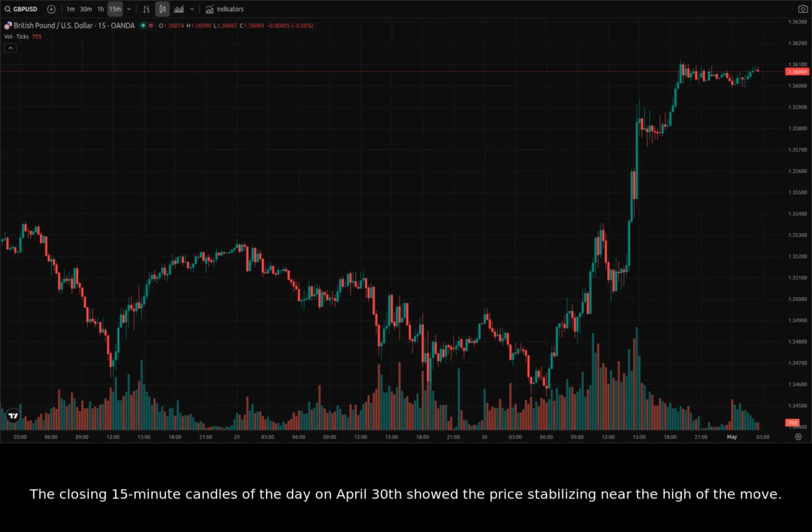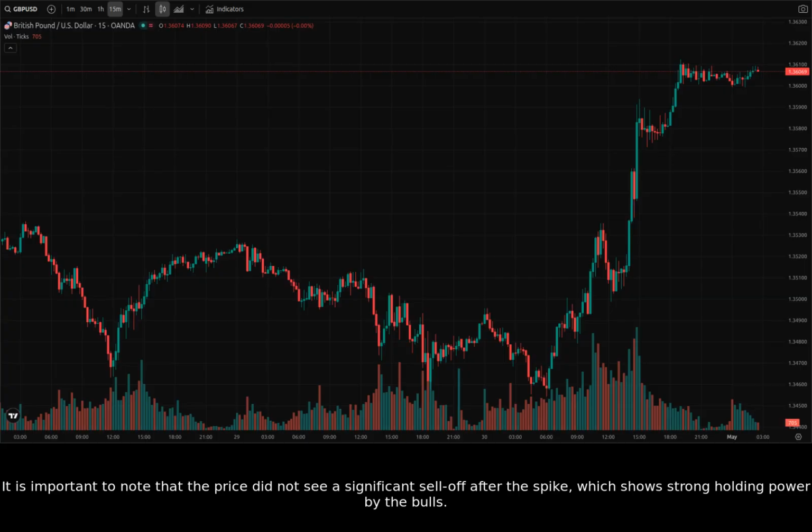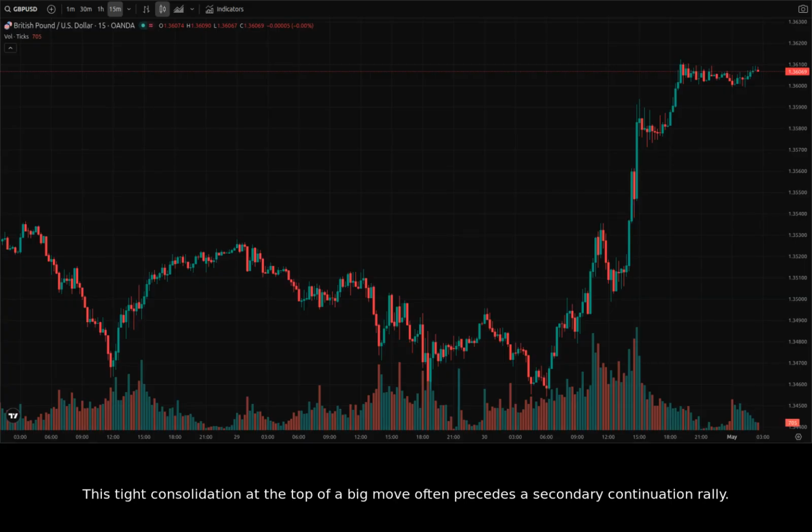The closing 15-minute candles of the day on April 30th showed the price stabilizing near the high of the move. It is important to note that the price did not see a significant sell-off after the spike, which shows strong holding power by the bulls. This tight consolidation at the top of a big move often precedes a secondary continuation rally. Short-term traders should look for the 1.3600 level to be tested as support in the coming hours.